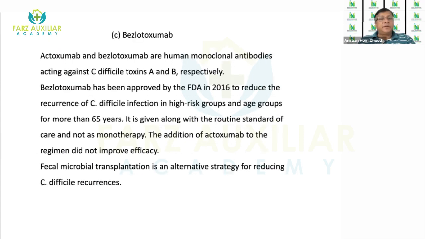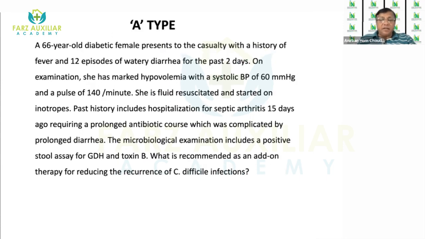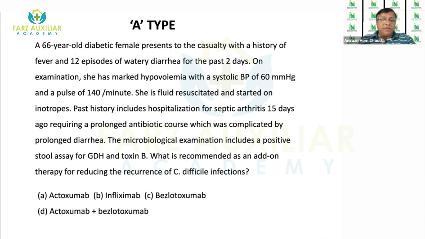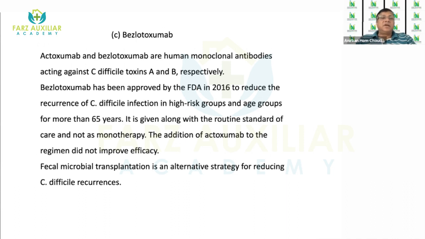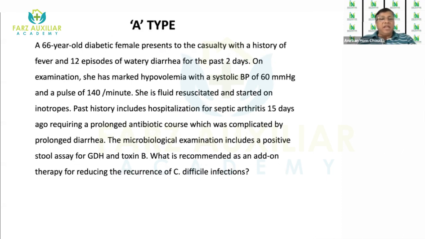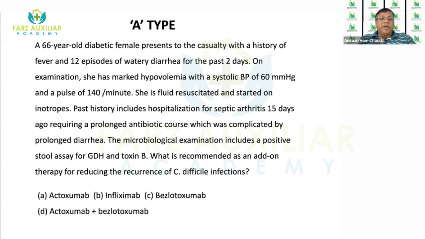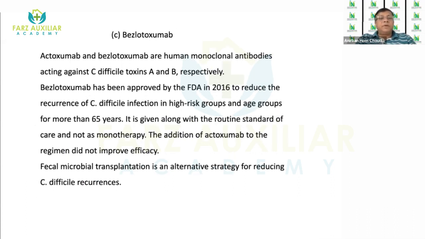Any other choices? So bezlotoxumab is the correct answer. C is the correct answer, bezlotoxumab. D was actoxumab plus bezlotoxumab. This is not the correct answer. These are the human monoclonal antibodies acting against Clostridium difficile toxins A and B respectively. And here you can see clearly that the microbiological examination includes a positive stool assay for GDH and toxin B. Therefore, the answer should be bezlotoxumab.